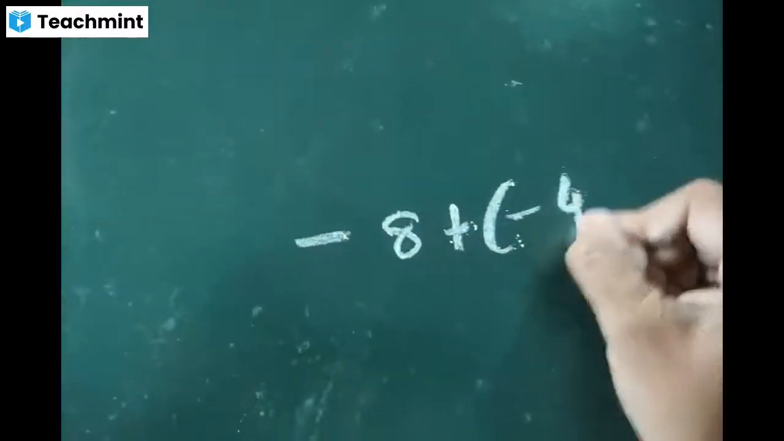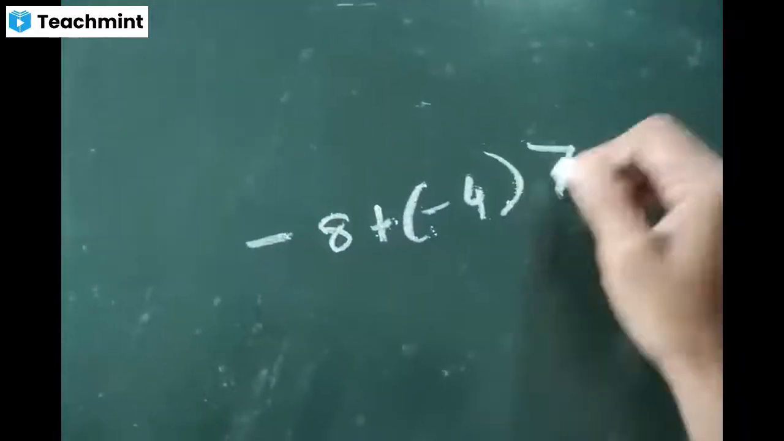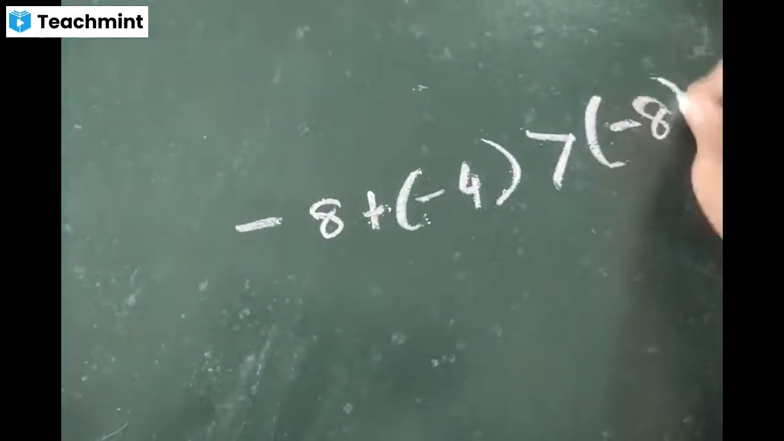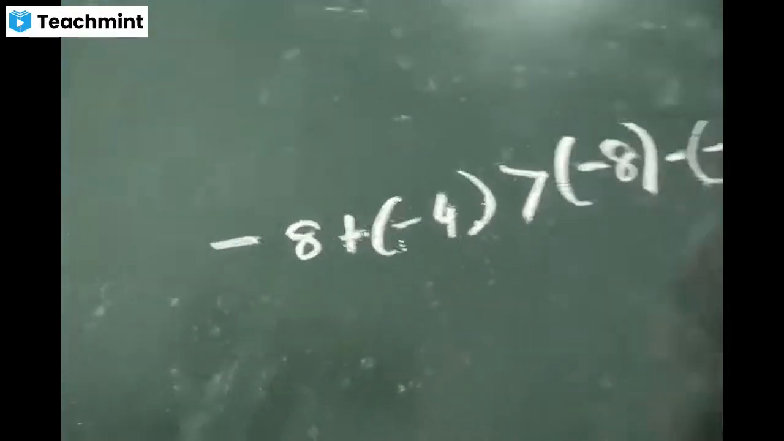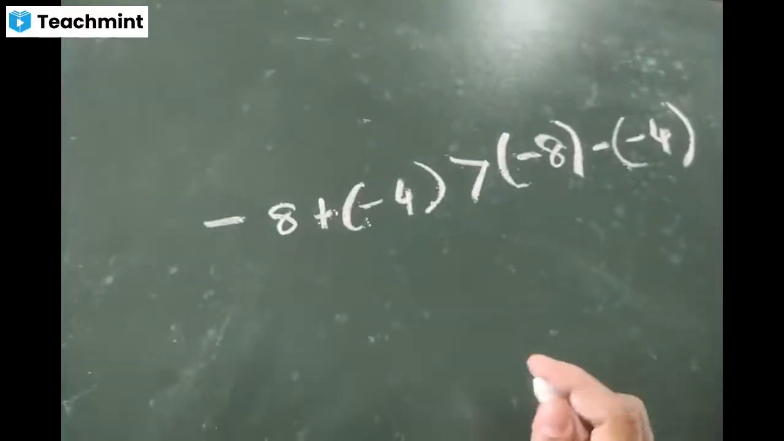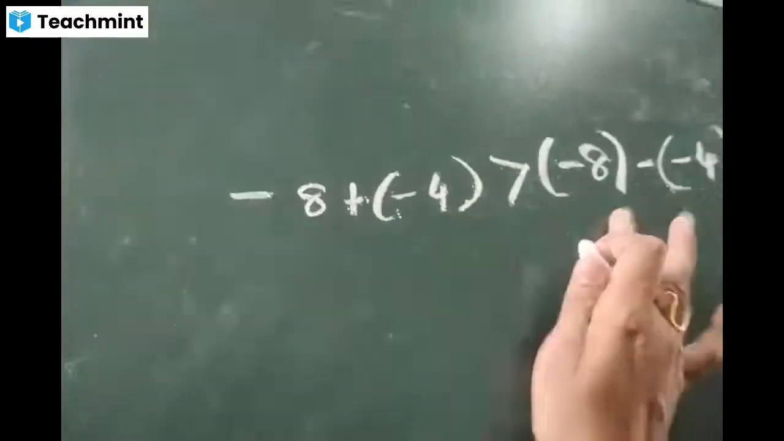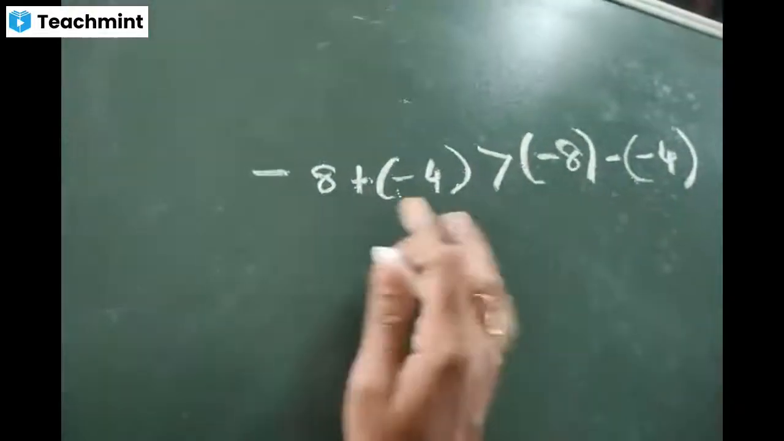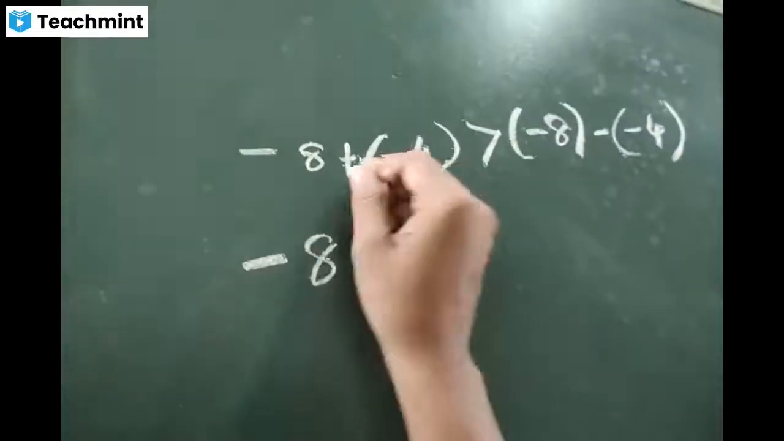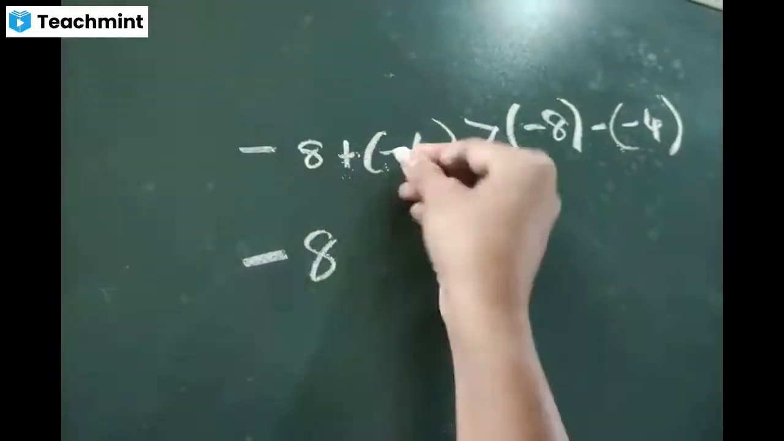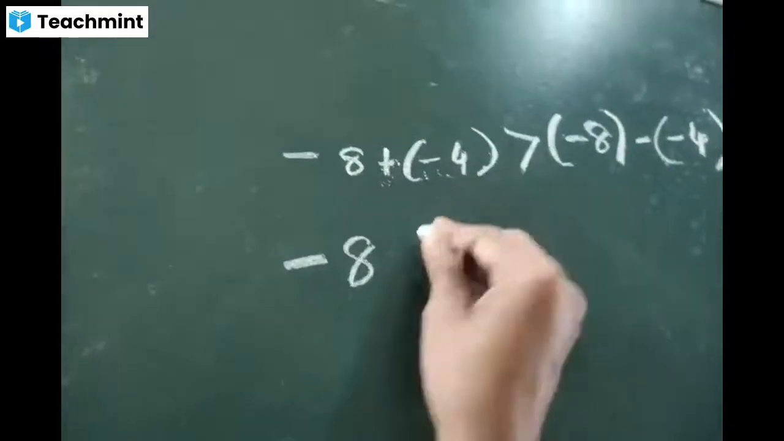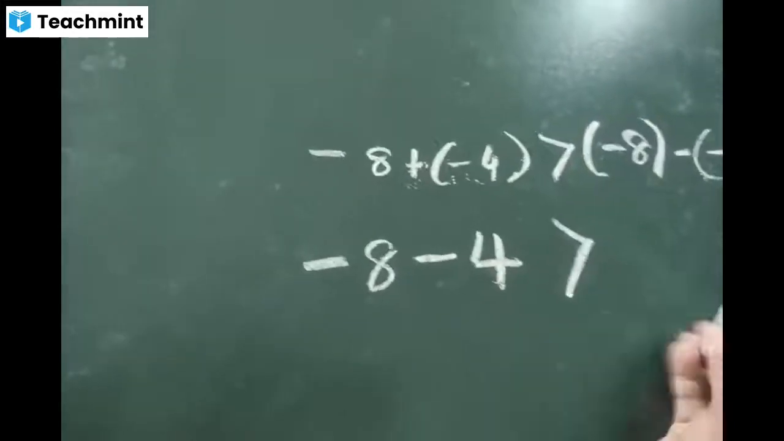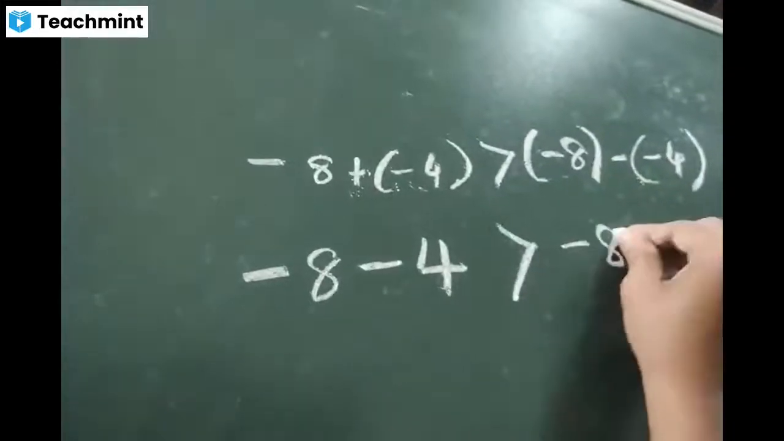Minus 8 plus of minus 4 is greater than minus 8 minus of minus 4. Is it true or false? We have to check first. Minus 8 plus into minus: plus into minus becomes minus. So it is minus 4. Yes, it is greater than minus 8.